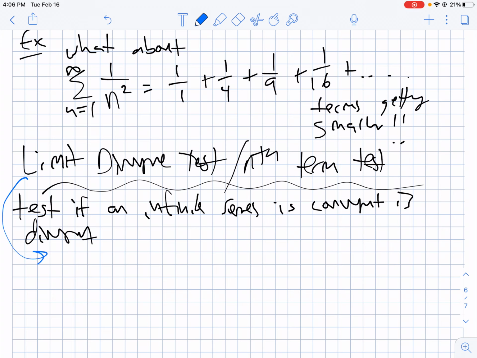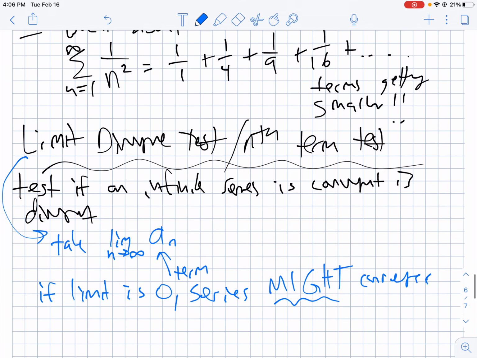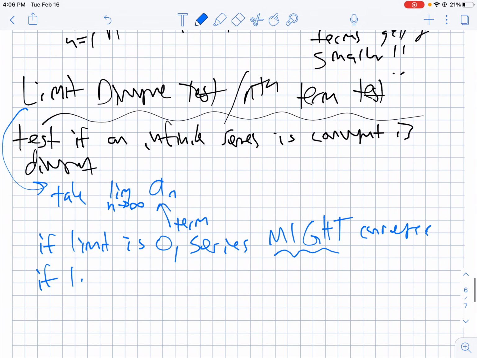So here's what the limit divergence test, or the nth term test, says: take the limit as n goes to infinity of each individual term. And if that limit is 0, all that tells you is the series might converge. It might converge, it might not. We're actually going to get more into that in the next lesson. But if the limit is not 0, that means that the series diverges, for sure.